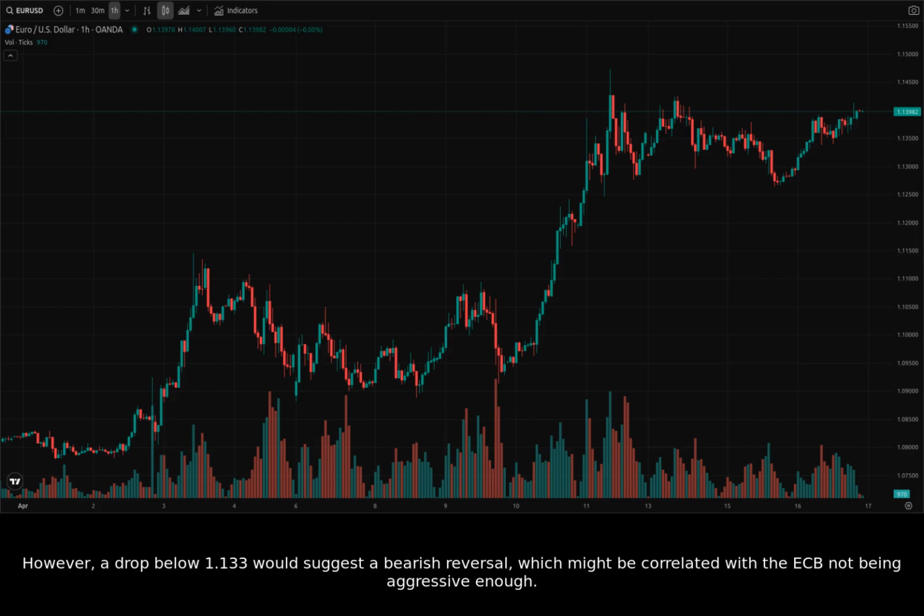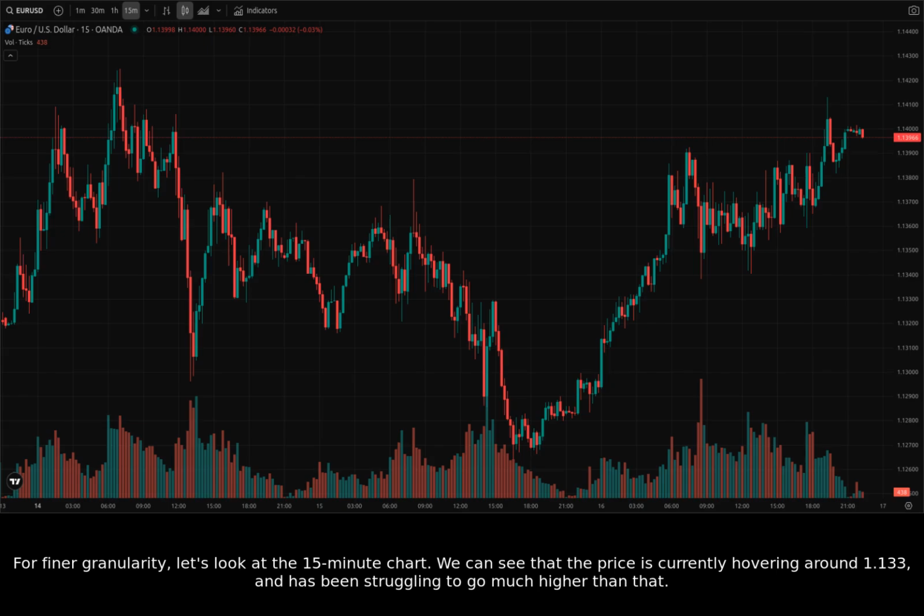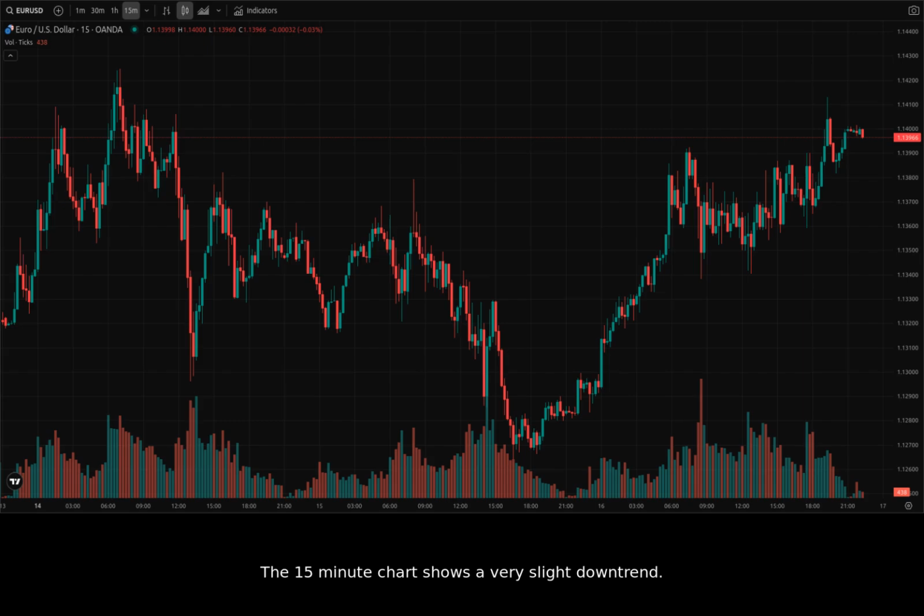However, a drop below 1.133 would suggest a bearish reversal, which might be correlated with the ECB not being aggressive enough. For finer granularity, let's look at the 15-minute chart. We can see that the price is currently hovering around 1.133 and has been struggling to go much higher than that. The 15-minute chart shows a very slight downtrend.